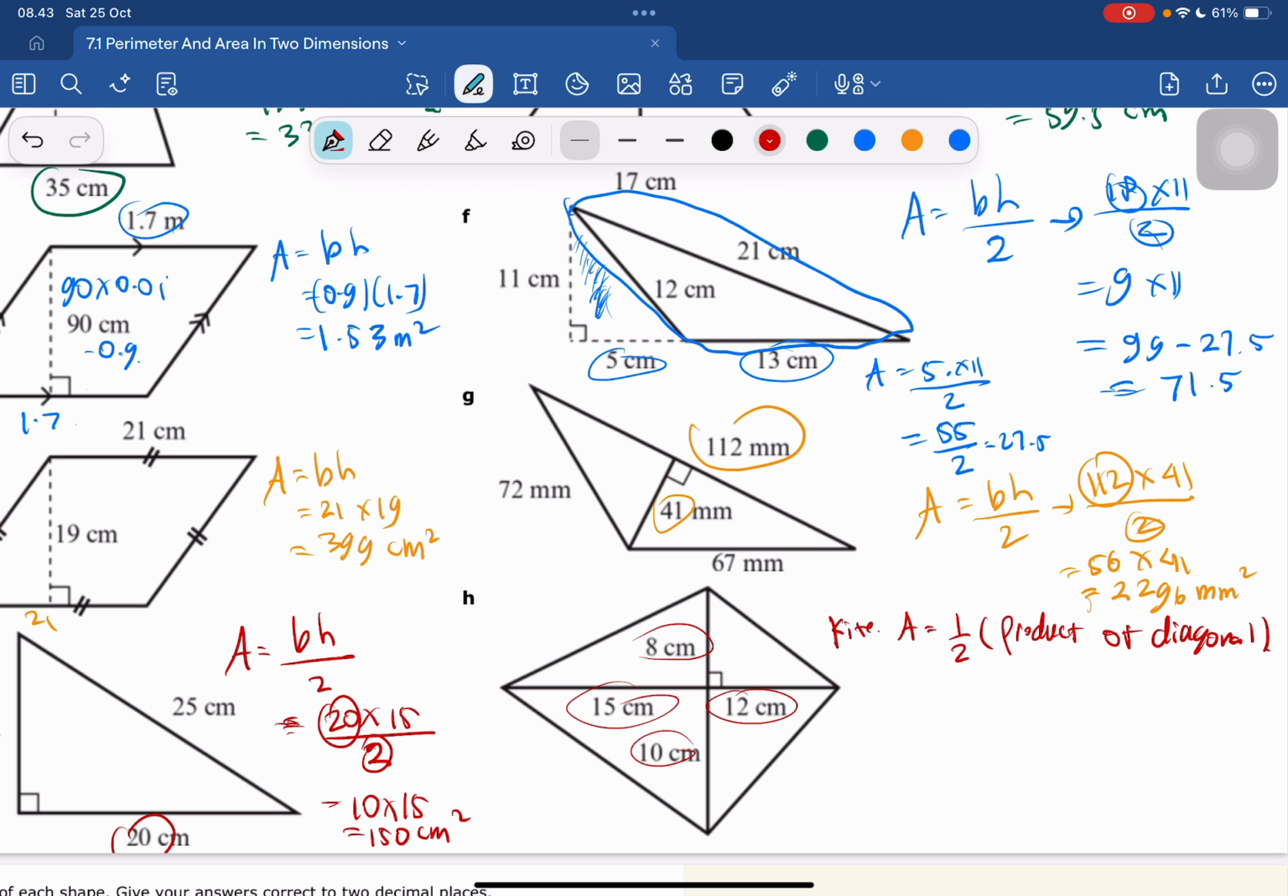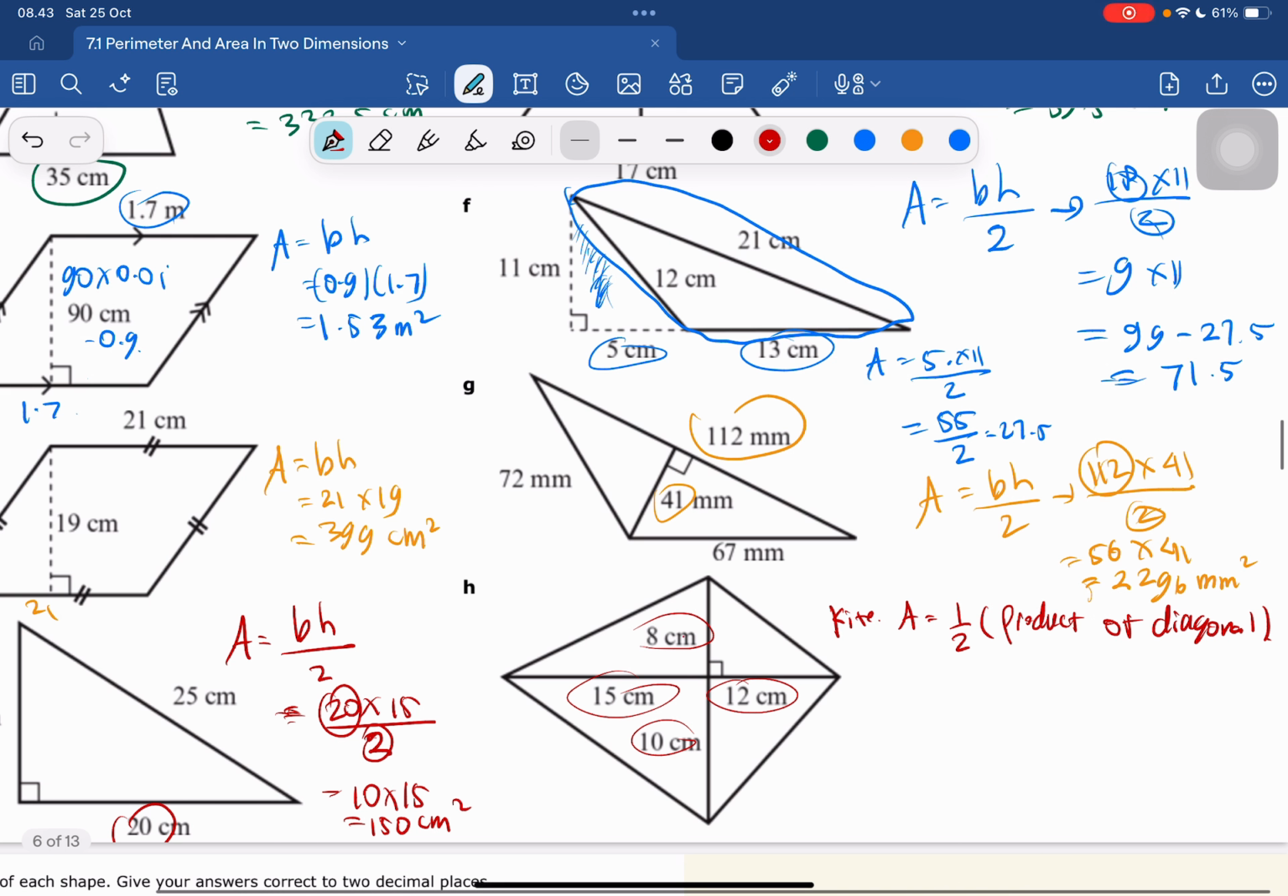So the first diagonal here is 8. This is not equal. So diagonal 1, diagonal 2, let's check it, diagonal 1 and diagonal 2, which is 1/2 times 8 times 15. So this we can simplify by 4 times 15. So this will give us the answer of 4 times 15 is 60.